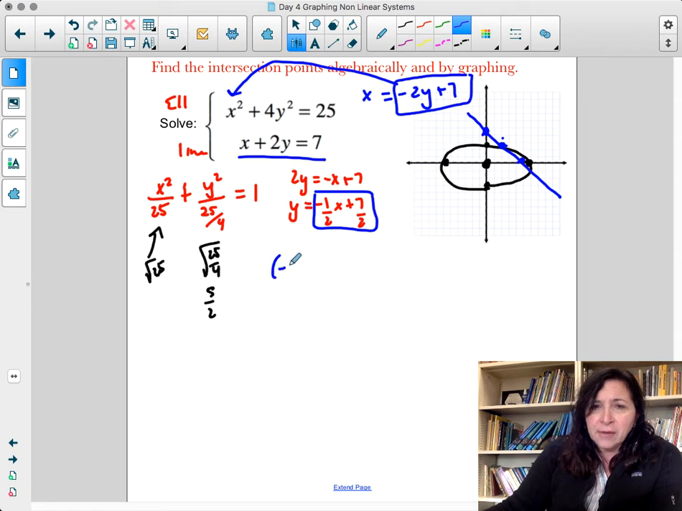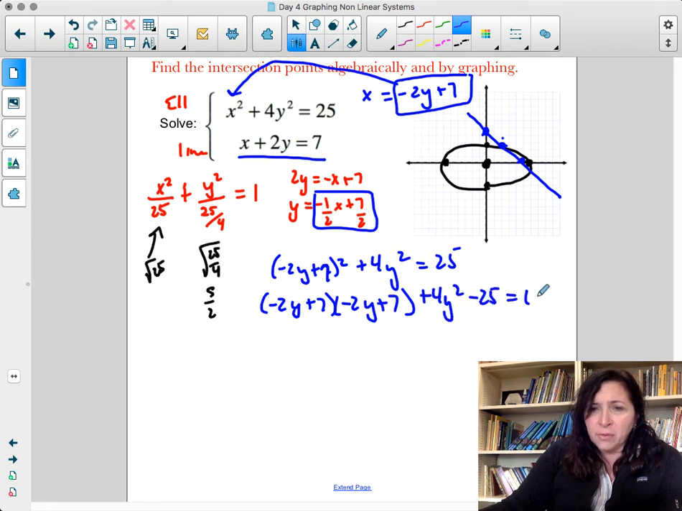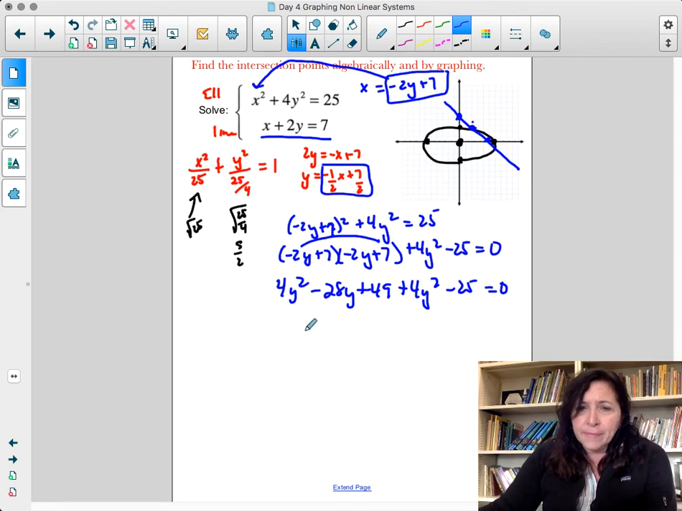So that's going to be (-2y + 7) quantity squared plus 4y squared equals 25. I made that too small, I can't see that. Okay, so now multiplying this out, (-2y + 7) times (-2y + 7) plus 4y squared minus 25 equals 0. So I've got 4y squared minus 14y minus 14y makes minus 28y plus 49, plus 4y squared minus 25 equals 0.